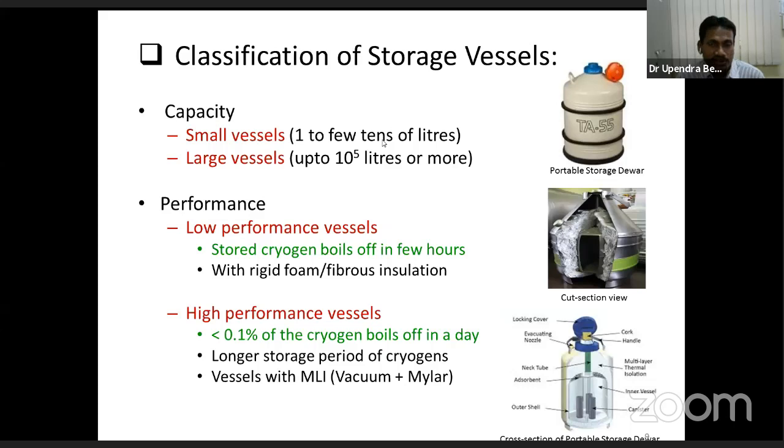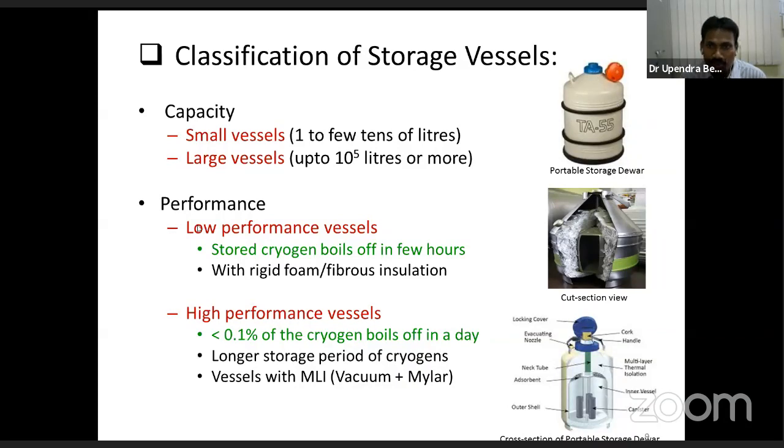The classification of storage vessels depends on many factors. First one is depending on the capacity of these cryo vessels. They are divided into small vessels, which have a capacity of 1 to a few tens of liters, and large vessels up to 1 lakh liters or more. And this right side figure shows a container from Inox, and as the label indicates, TA55. That means this is a portable container of liquid nitrogen, which can store 55 liters of liquid nitrogen. And this detailed cross section will come next.